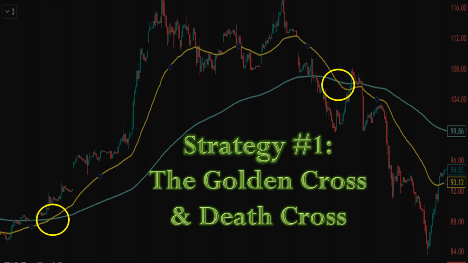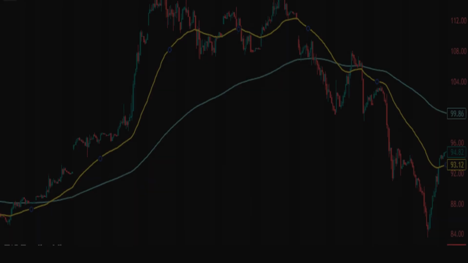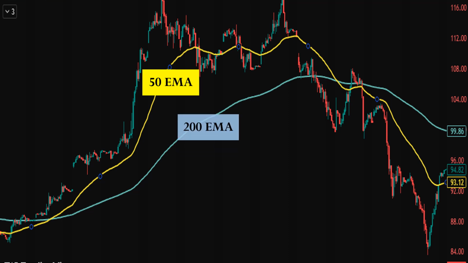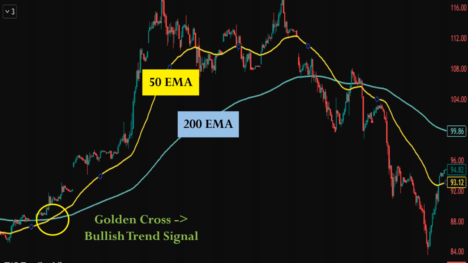This classic still works in 2025 when you use it properly. For this strategy, you're using the 50 EMA, which is the yellow line, and the 200 EMA, which is the blue line. When the 50 EMA crosses above the 200 EMA, that's a golden cross. It's a bullish signal that indicates long-term uptrend.